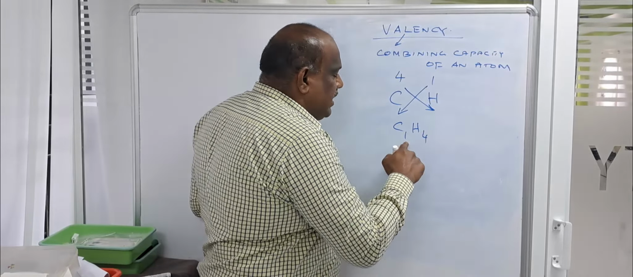What is meant by octa? Octa means 8. I hope it is from the Greek term. So, whenever we have 8 electrons in the outermost orbit, it is stable.